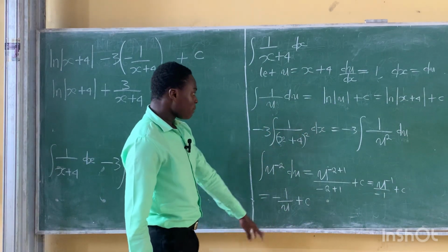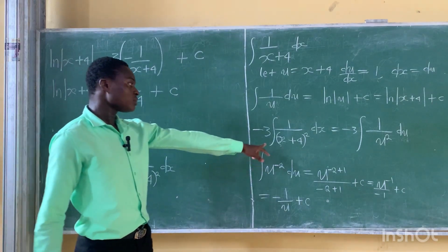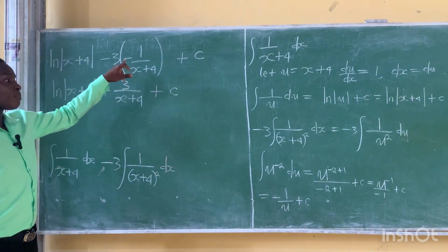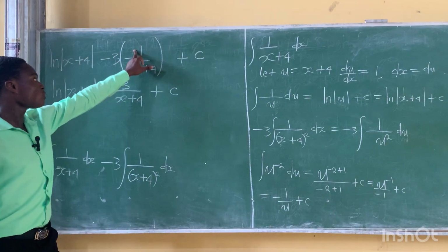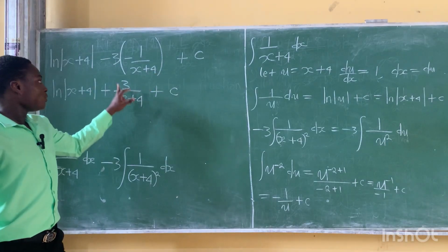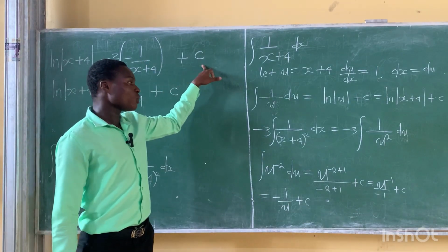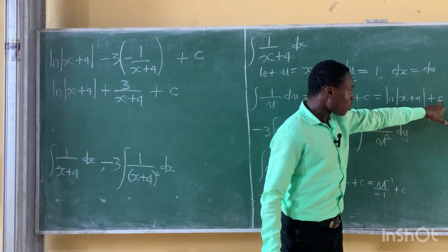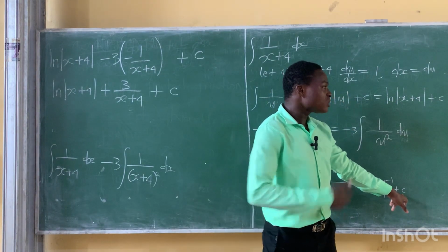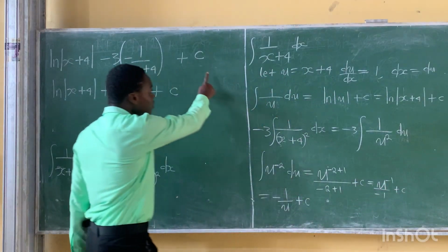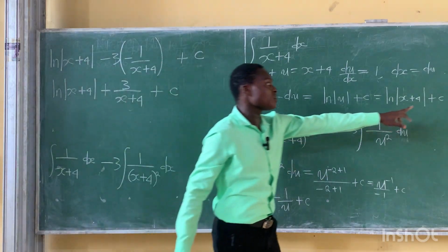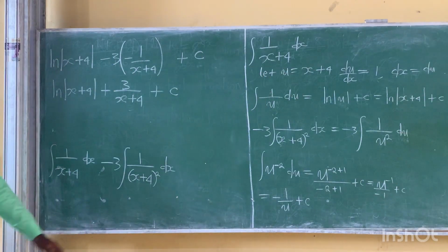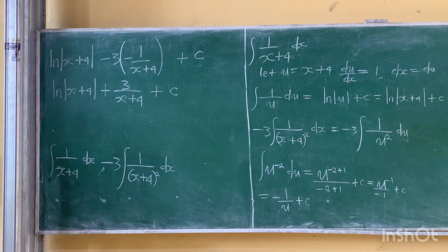Then you substitute it back into the integral, not forgetting that we have minus 3 here. So you are still going to have the minus 3, and the whole of the integral is minus 1 over x plus 4. And you multiply out, you have this. Then you add your constant c. There's already a constant here, c, and there's another constant. So if you add two constants together, you still have a constant. That's the reason why we have only one constant. And that becomes the solution to that given integral.